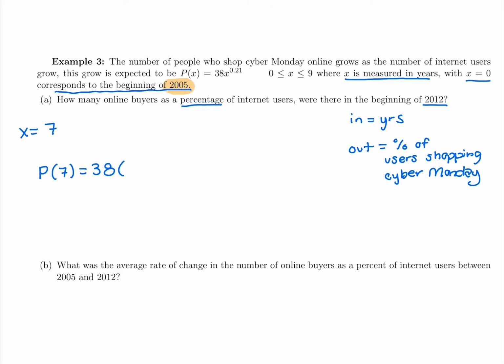So we'll have more people using the internet, most likely between 2005 and 2012. And then we'll also have the popularity of Cyber Monday going up. So let's see what percent, if we plug in 38 and then we have 7 raised to the 0.21, we're getting 57.18% of users shopping on Cyber Monday.